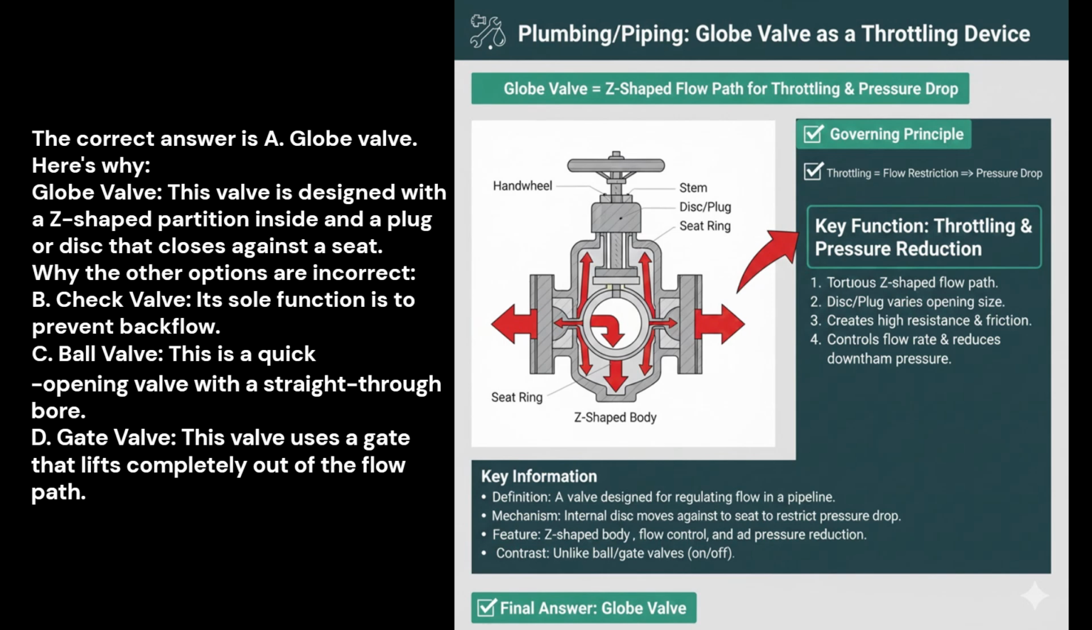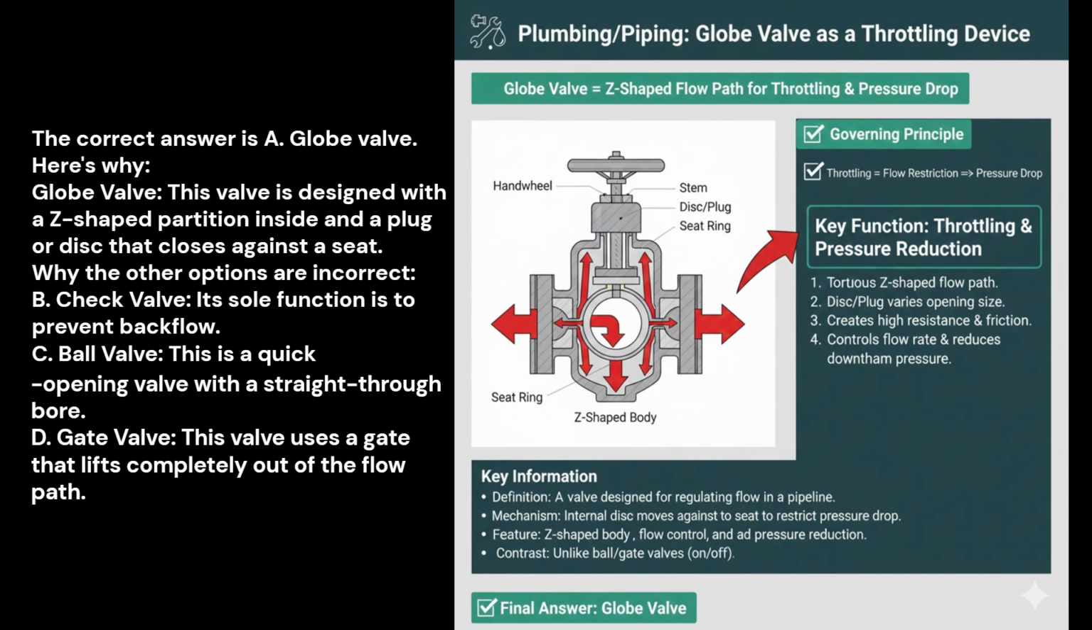Why the other options are incorrect. B. Check valve. Its sole function is to prevent backflow. It does not throttle flow or reduce pressure in a controlled way. C. Ball valve. This is a quick opening valve with a straight-through bore. When fully open, it offers very little resistance and is not designed for pressure reduction or flow throttling.